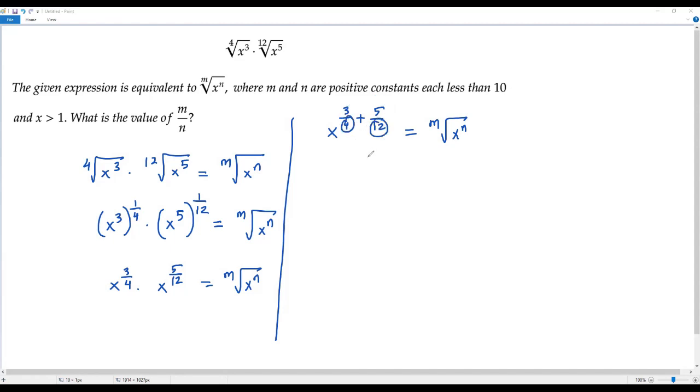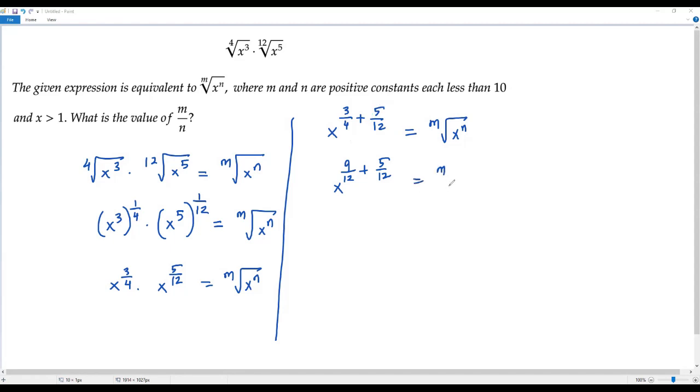Now to do addition or subtraction of two fractions, we need the same denominator. To get the same denominator, we have to find the least common multiple of 4 and 12. The least common multiple of 4 and 12 is just 12. So we have to get 12 as the denominator for both fractions. Already we have 12 as the denominator for this fraction. So for the first one, we multiply both numerator and denominator by 3. Then I'm getting x to the power of 3 times 3 is 9 and 3 times 4 is 12, so 9 over 12 plus 5 over 12. This one can be taken as it is.